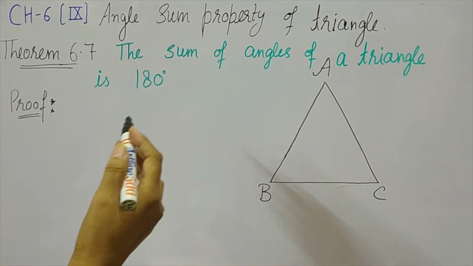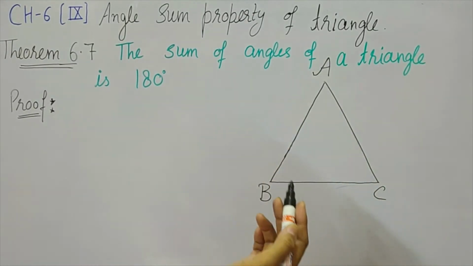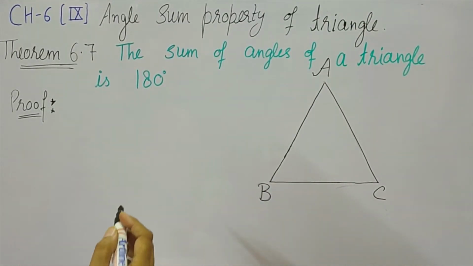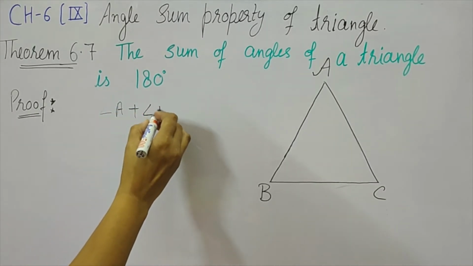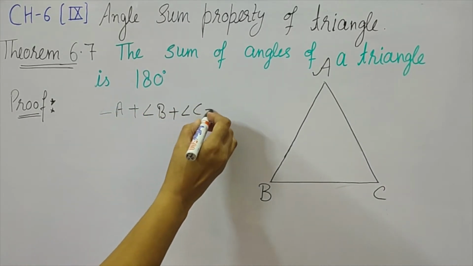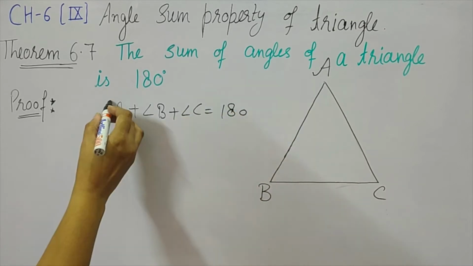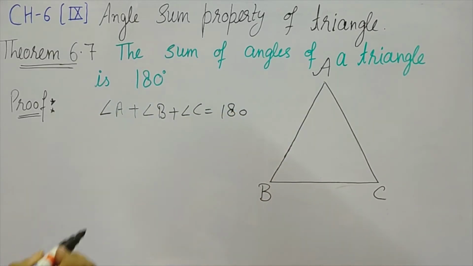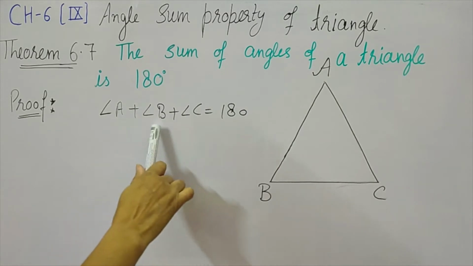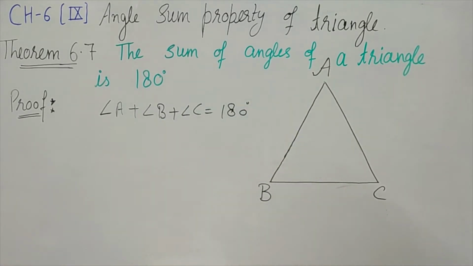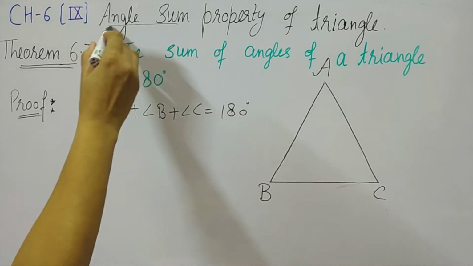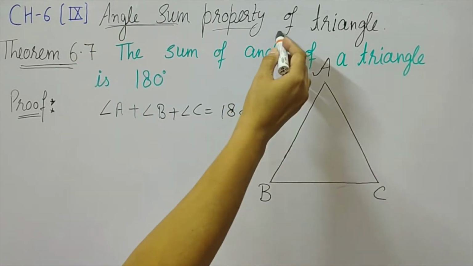So the property says the sum of angles of a triangle is 180 degrees. It means what to prove? Sum of three angles, that is angle A plus angle B plus angle C, is 180 degrees. Sometimes the question is asked like "prove that the sum of three angles of the triangle is 180 degrees," or sometimes the question may be asked like "prove angle sum property of the triangle," just by the name of the property.